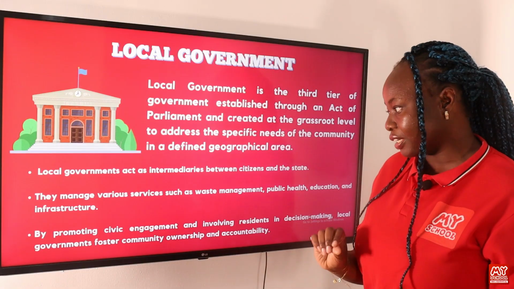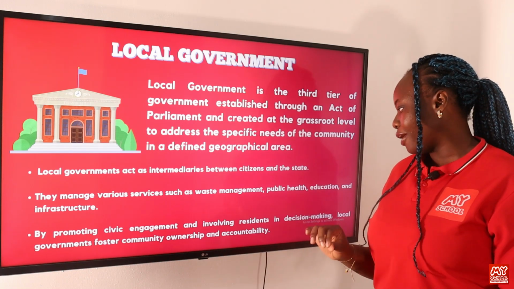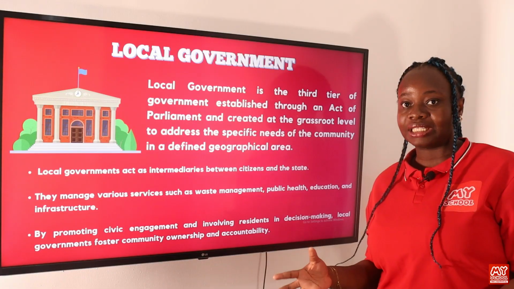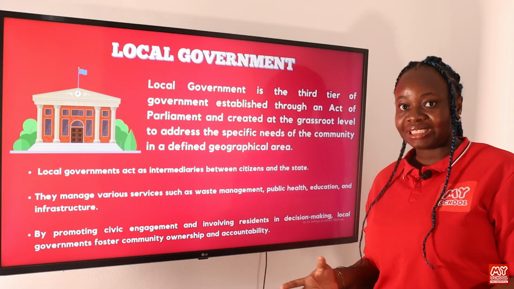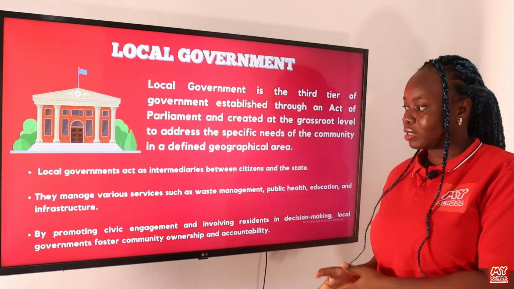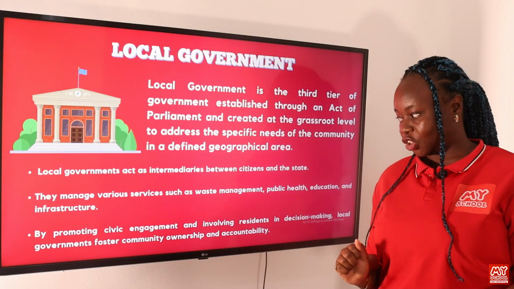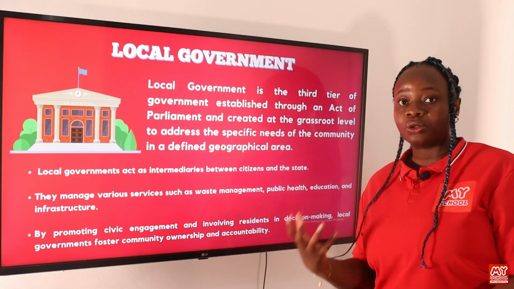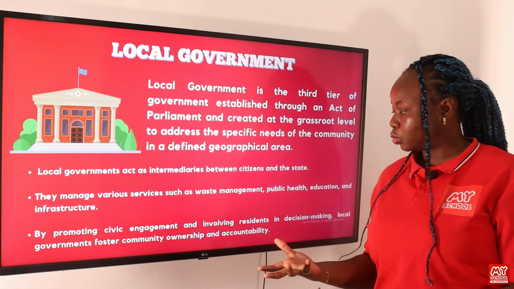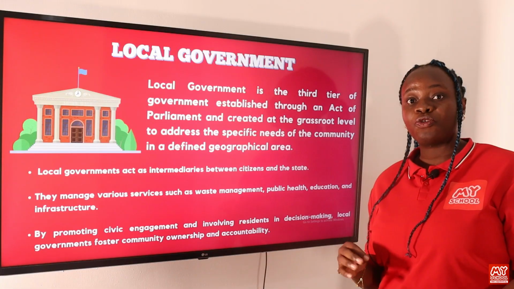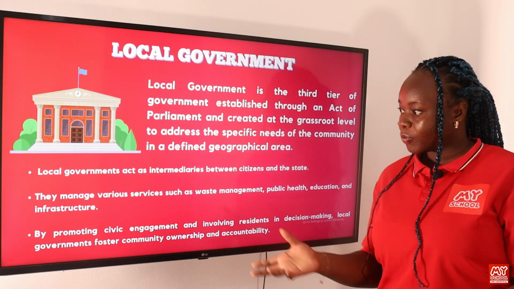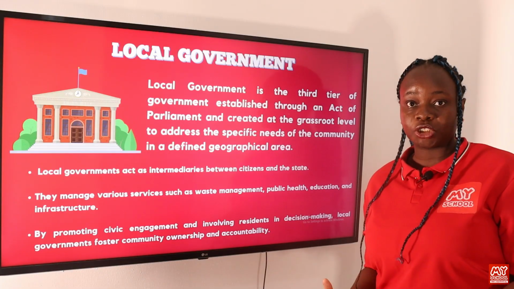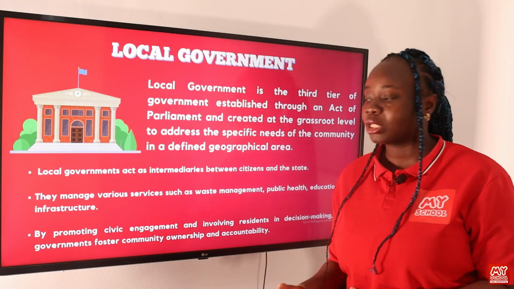So they manage various services such as waste management, public health, education, and infrastructure. So there are some things that are in the residual list that belong to the local government, that are in the jurisdiction of the local governments. So things such as waste management, public health, they help to sensitize people on health issues, things that are going on health-wise. They are also responsible for primary education especially, and also some infrastructure within the local governments. So these are some of the responsibilities of the local government in a particular community.